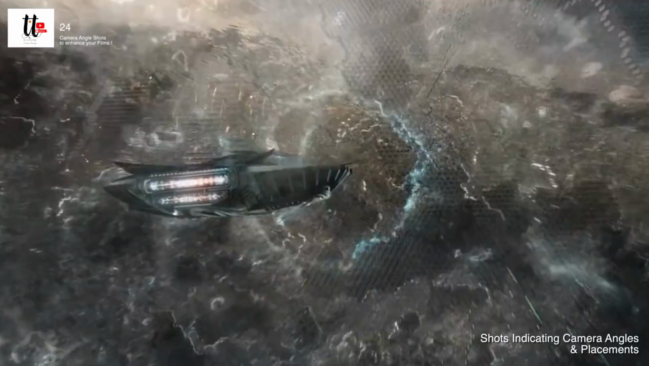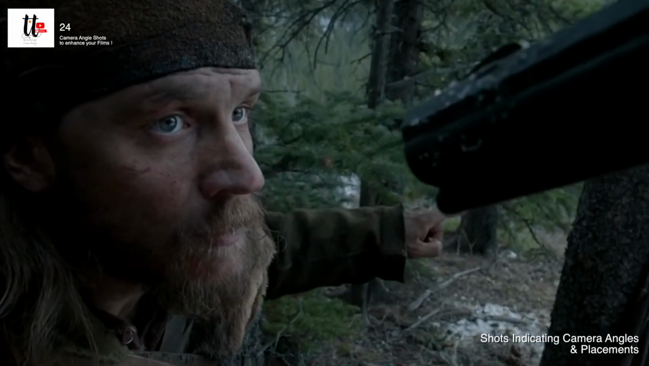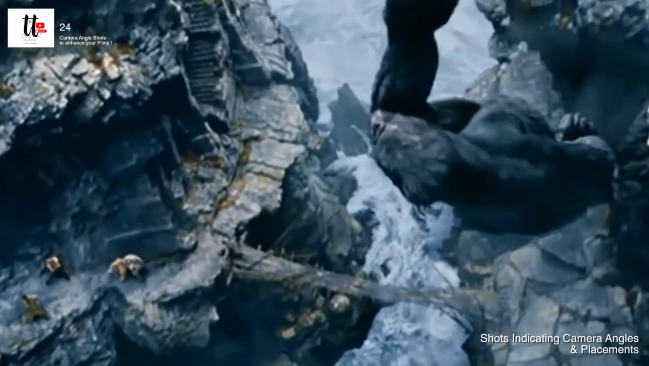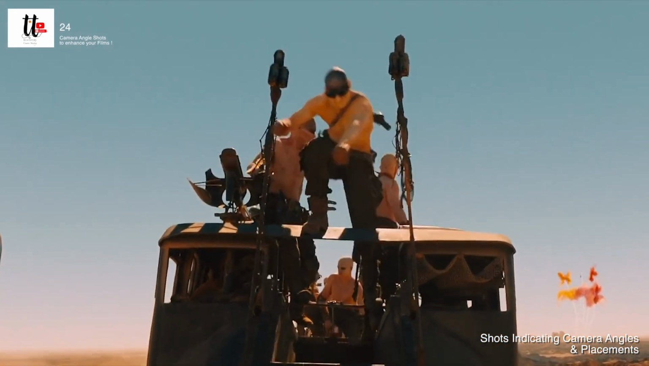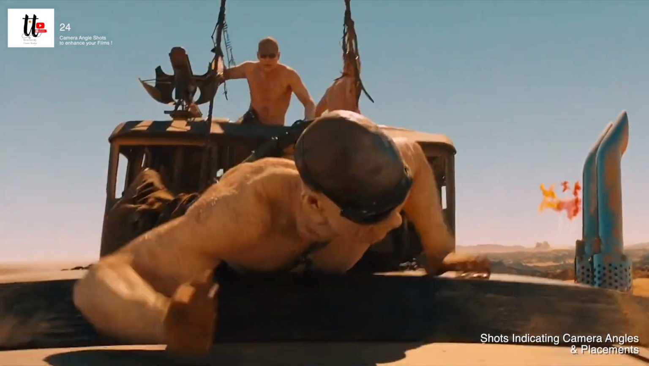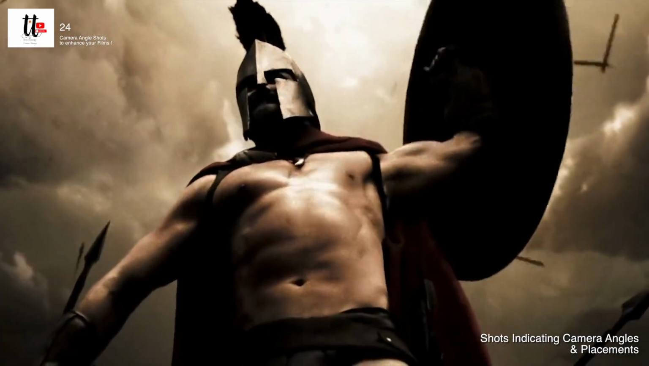Subject is photographed from above eye level. This can have the effect of making the subject seem vulnerable, weak, or frightened. Third, low angle. Subject is photographed from below eye level. This can have the effect of making the subject look powerful, heroic, or dangerous.